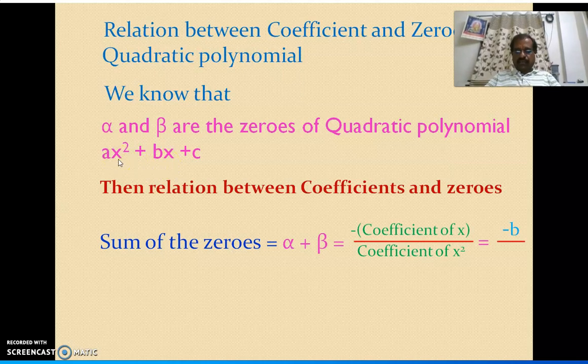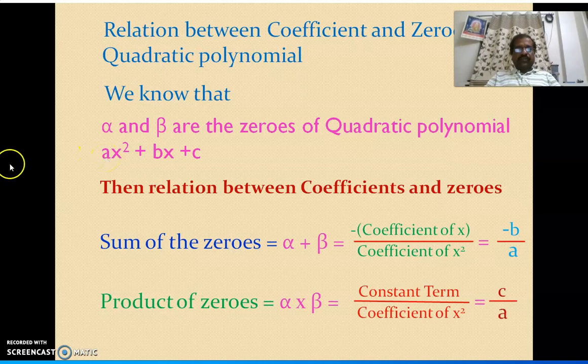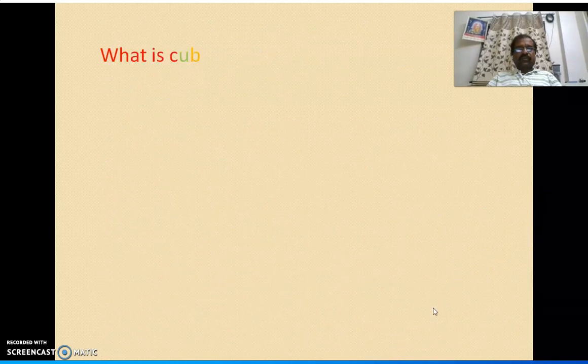and coefficient of x square is a. The next relation is the product of zeros, alpha into beta, that is equal to the constant term by the coefficient of x square. Here the constant term is c, and the coefficient of x square is a, so it is c by a. Now the sum of the zeros is equal to minus b by a and the product of zeros is equal to c by a.